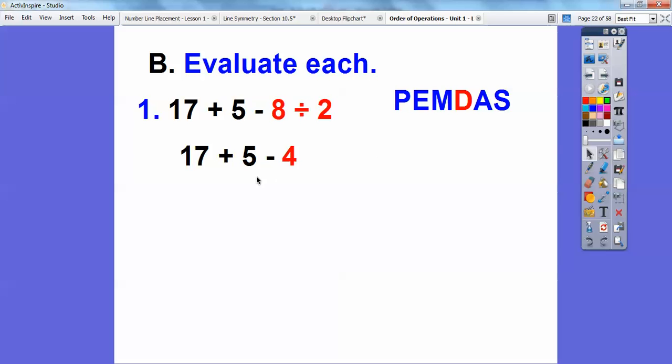Okay, now I just have addition and subtraction left, so I just go from left to right. I'm going to do the addition first, 17 plus 5. Notice I did that in purple right here, so you can see I did the addition. And now I'm going to do this subtraction right here. 22 minus 4 is 18.